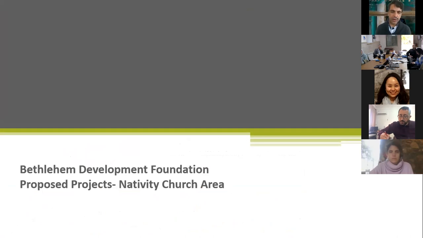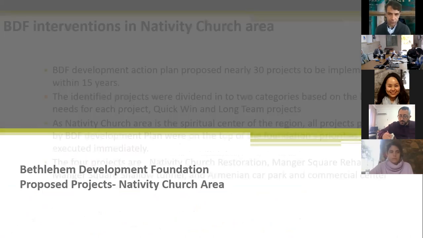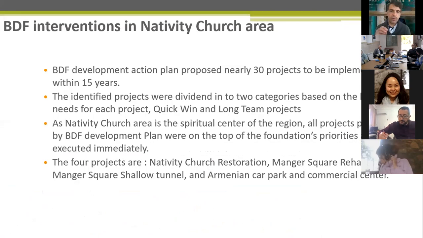The proposed projects for the Nativity Church area were part of 13 projects identified during the development plan. These 13 projects were divided into two categories, the quick win projects and the long-term projects, based on the needs of the stakeholders and the city from our point of view.